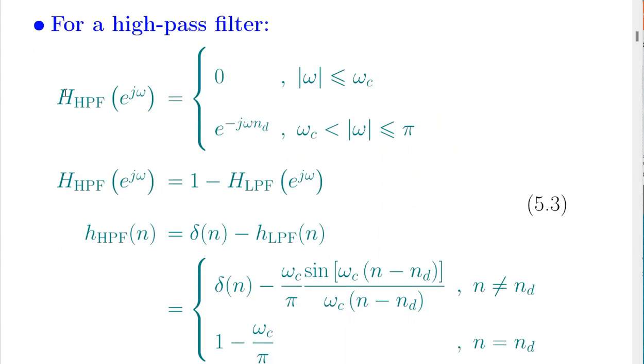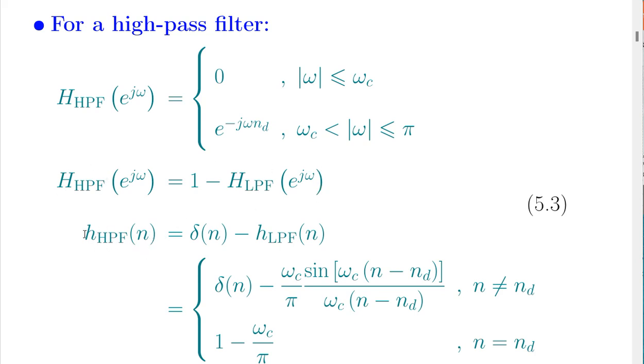For a high pass filter, similarly, H related to high pass filter will be equal to 0 if absolute omega is less than or equal to cutoff frequency. Otherwise, it will have permission to pass the components, which will be equal to e to the power of minus j times omega times nd. It means that high pass filter has frequency components which is equal to 1 minus those related to low pass filter. It's a very important idea.